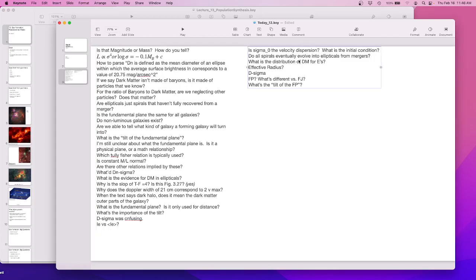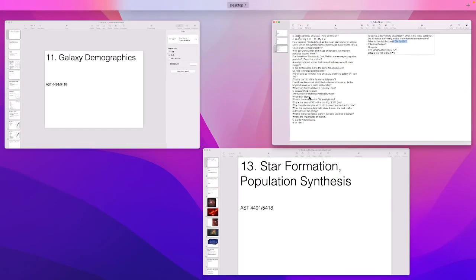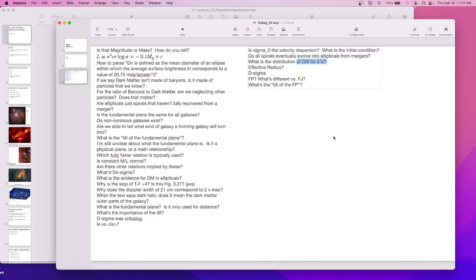What's the distribution of dark matter for ellipticals? Round, spherical, like a 1 over r squared. That's pretty common. Effective radius is that. These, I'll say that again in a minute. So all of those I'm going to say again. Okay. Any questions other than the ones that I obviously skipped?